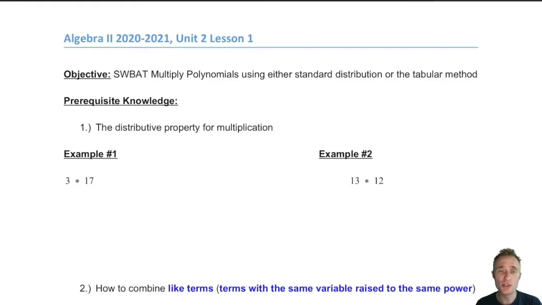Algebra 2, Unit 2, Lesson 1. Unit 2 is all about polynomials. Poly meaning many, and nomial meaning terms. So this is going to be things like x squared plus 2x minus 3. That's a polynomial. It has many separate terms.